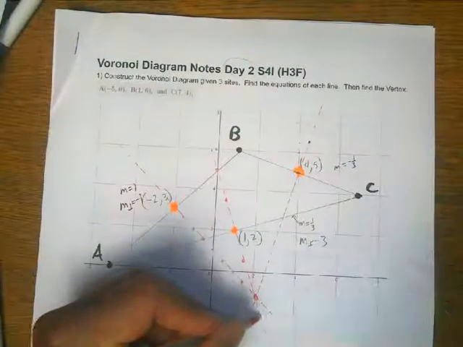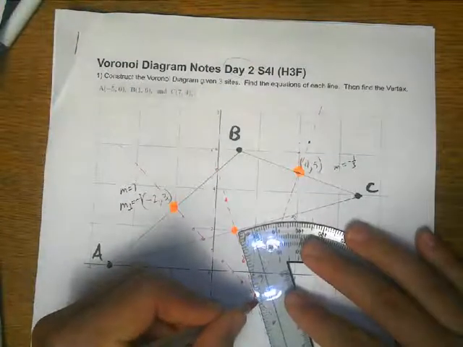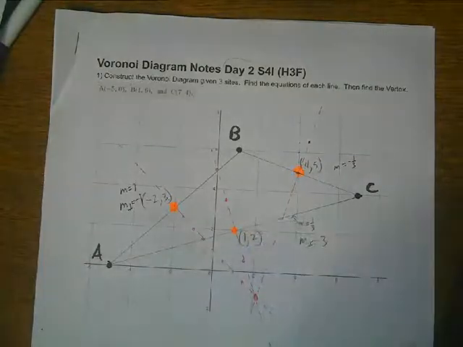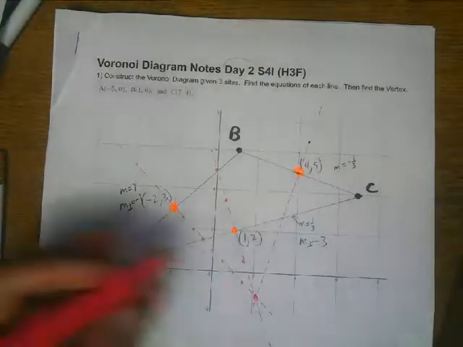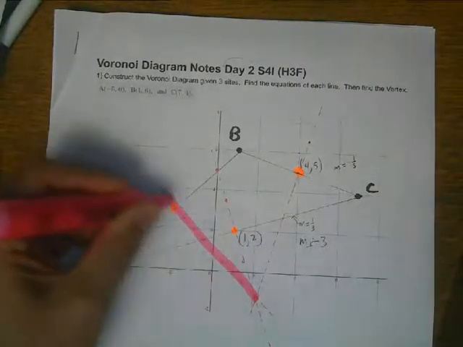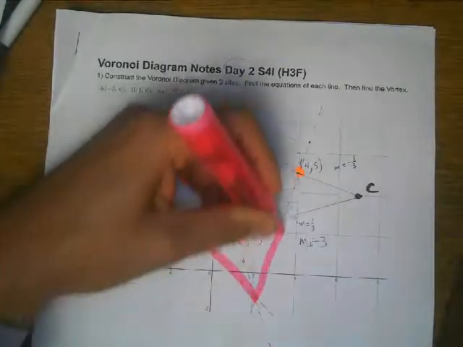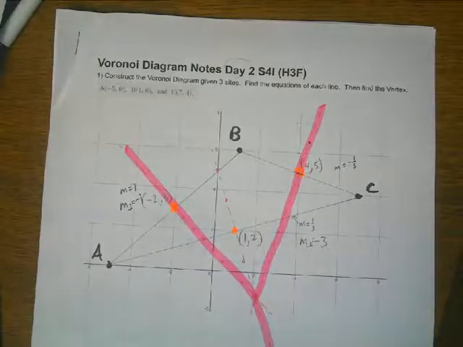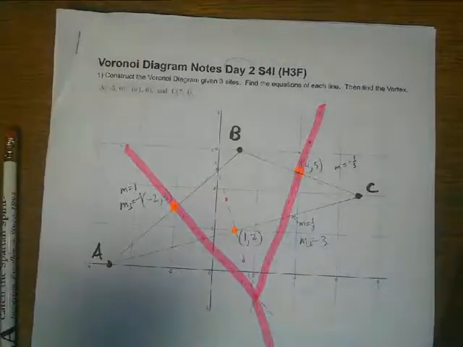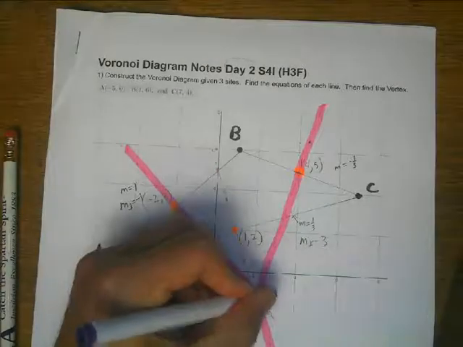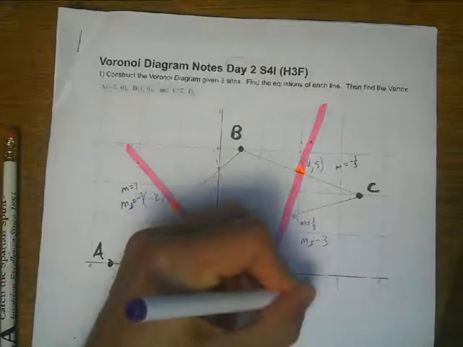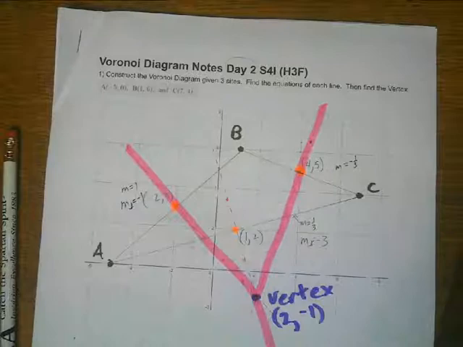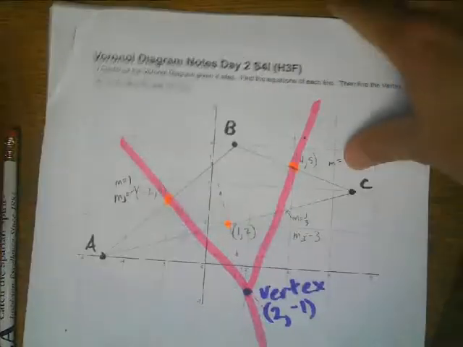So here we go. If I'm drawing my vertex, these pink lines here are my boundaries, and the vertex is (2, -1). Okay, now let's go to the next page.